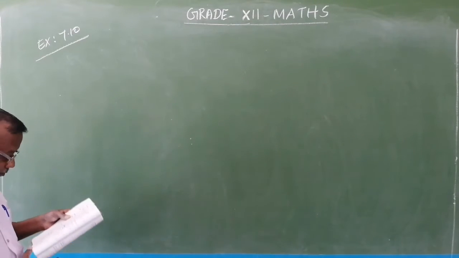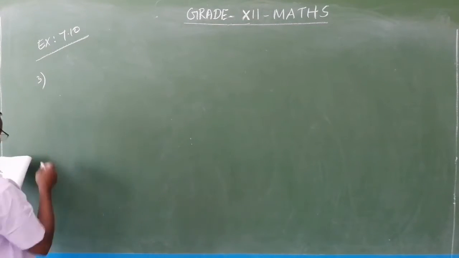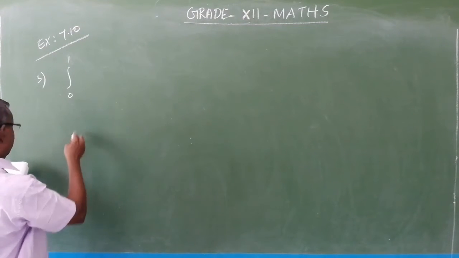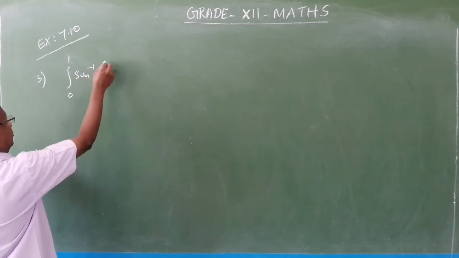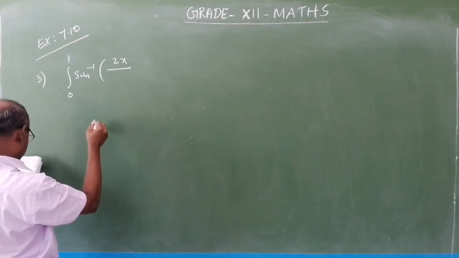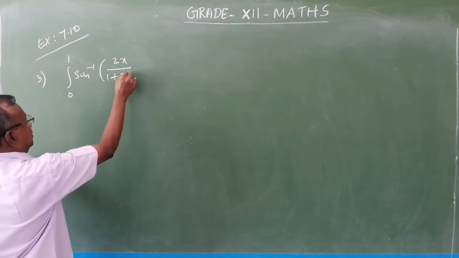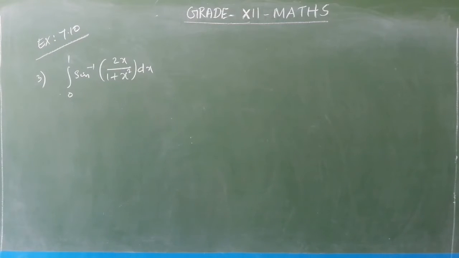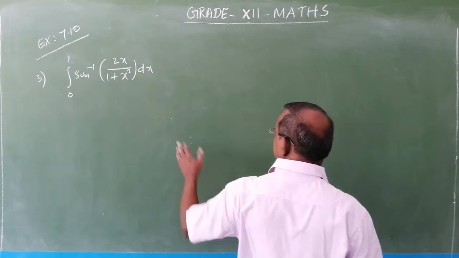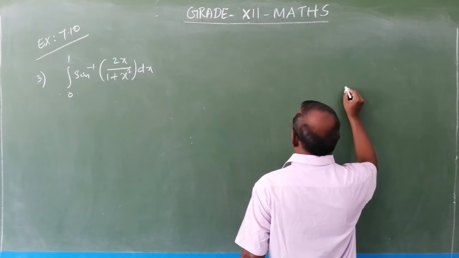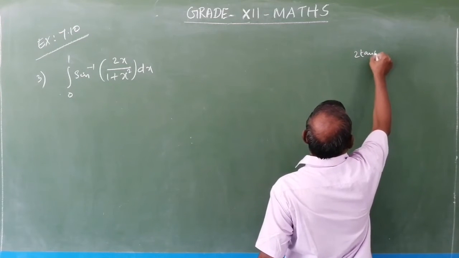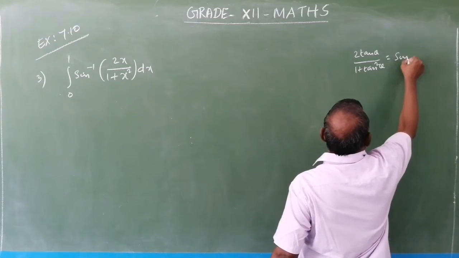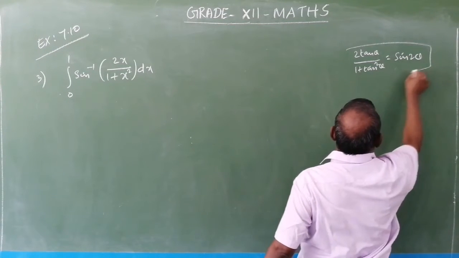Question number 3, integral 0 to 1 sin inverse of 2x divided by 1 plus x square into dx. We know a trigonometric identity, that is 2 tan theta divided by 1 plus tan square theta equal to sin 2 theta. This is a trigonometric identity.